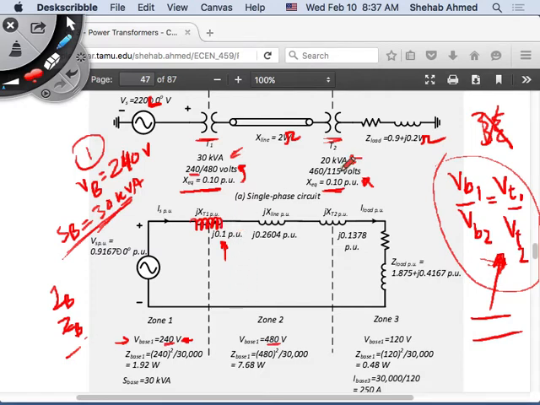But this transformer is different. At least the power base is different. Whether the ratio of the voltage bases will be equal to the ratio of the bases that I will choose or not, we will see. But the power base is different, so obviously this 0.1 will need to change. I will need to do a change of base for this one.